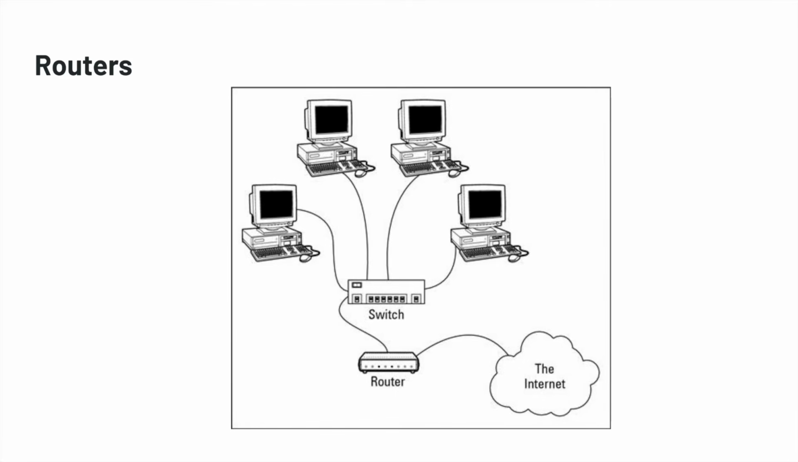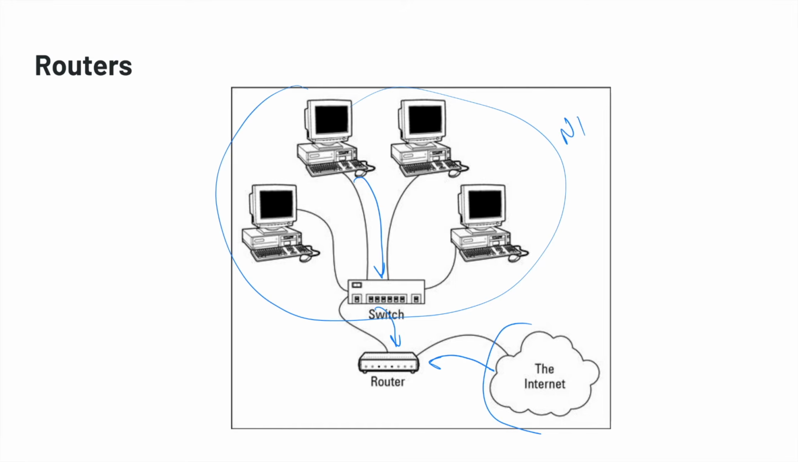So if we have a router right here, we might have some computers connected to a switch. That switch is connected to the router, and that router serves as kind of an interface to the internet, allowing us to send data back and forth to and from the internet. And the reason for that is because right here we have one network, and the internet itself is a big network, and the router is acting as sort of an intermediary between those two.